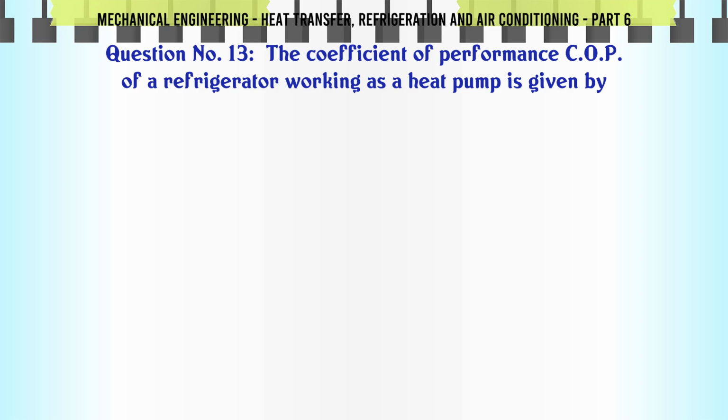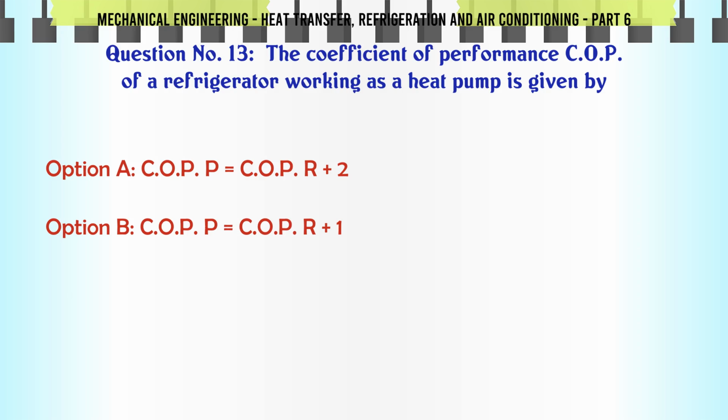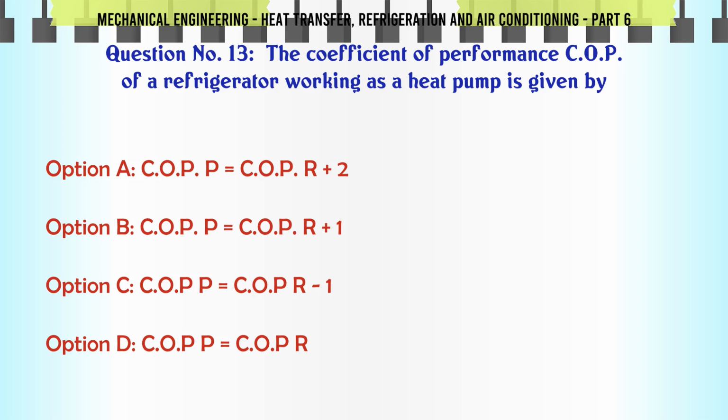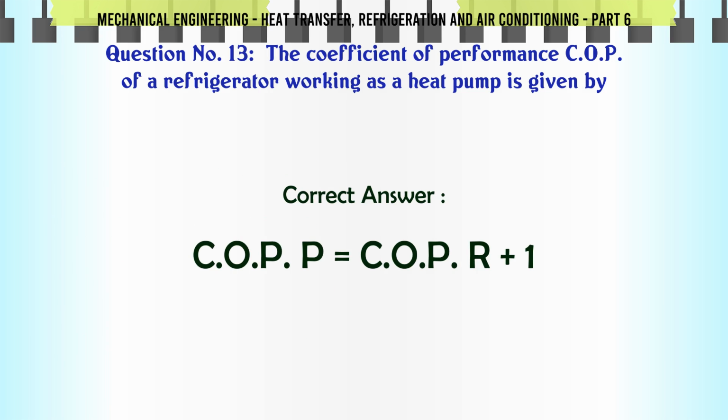The coefficient of performance (C.O.P.) of a refrigerator working as a heat pump is given by A. C.O.P.P = C.O.P.R + 2, B. C.O.P.P = C.O.P.R + 1, C. C.O.P.P = C.O.P.R - 1, D. C.O.P.P = C.O.P.R. The correct answer is C.O.P.P = C.O.P.R + 1.